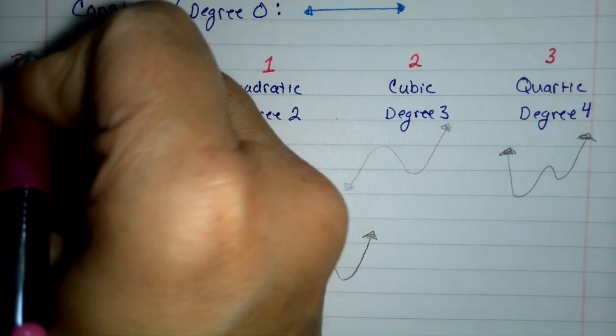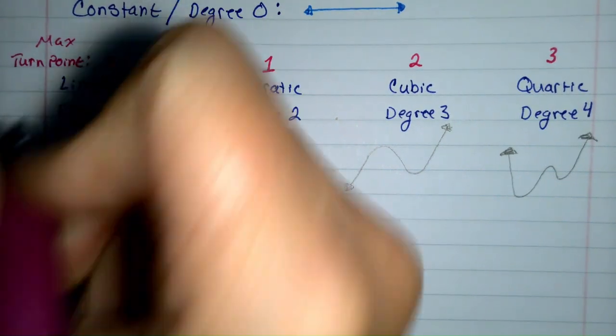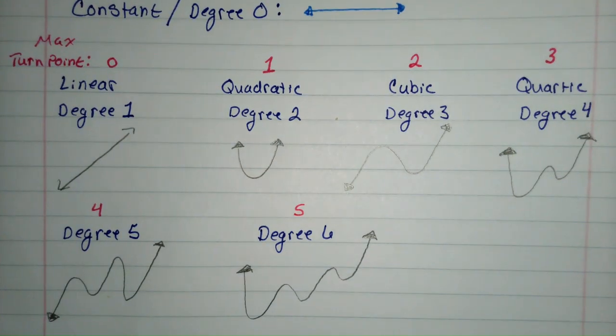Now, this is just the max number of turning points. They could have less. They could not be this wacky. So, do you notice a relationship between the max number of turning points and the degree?